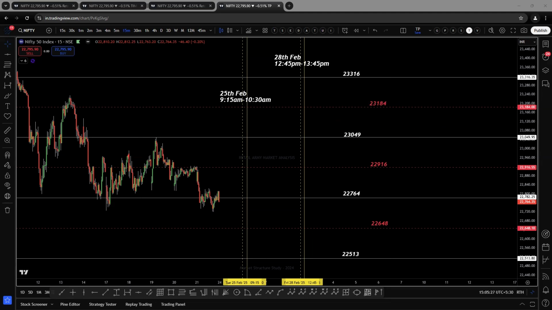So plan, if you want to make a plan, use the levels and the guidance I've already given you, what to plan for, how to look at the structure.